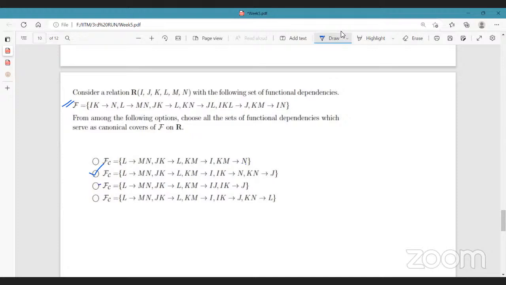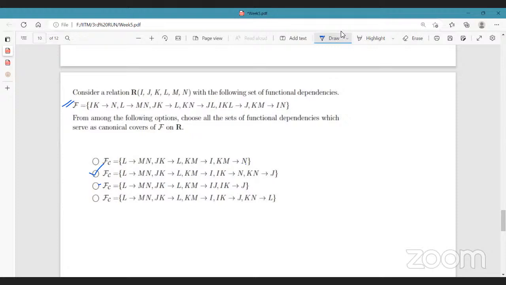So would anybody like to volunteer for option 3? I guess you're aware of the process now. So anyone? Hello? Yes, ma'am. So would you like to volunteer in checking whether option 3 is a canonical cover or not?